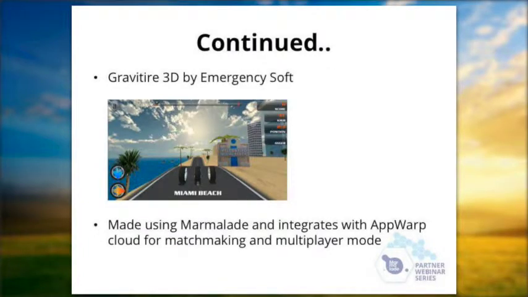Gravitire is a game made in Marmalade by Emergency Soft. This is available on Android and iOS app stores. They use the App42 Cloud SDK for their multiplayer gaming mode, and they also use our Marmalade APIs for gameplay, similar to how Loot works does it in Epic's words.